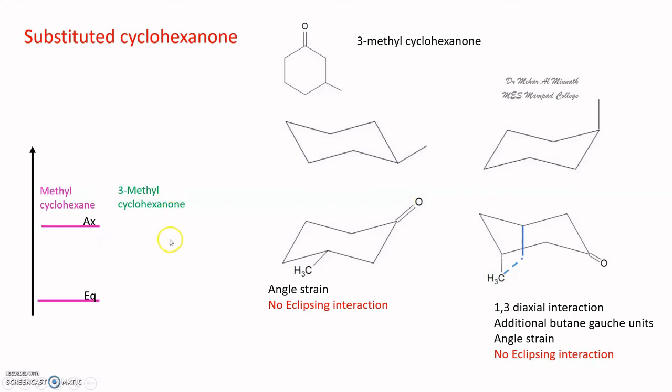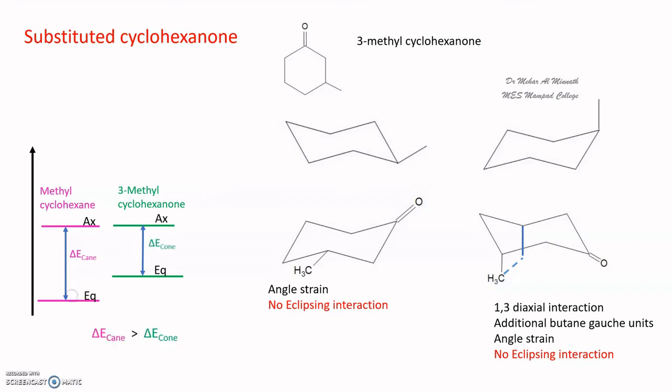In case of 3-methyl cyclohexanone, the energy of the equatorial form will be higher than that of the methyl cyclohexane equatorial form because of the angle strain. But the energy of the axial form of 3-methyl cyclohexanone will be almost the same as that of the axial form of methyl cyclohexane. And so the energy difference between the axial and equatorial form of methyl cyclohexane will be more than the energy difference of axial and equatorial form of 3-methyl cyclohexanone.